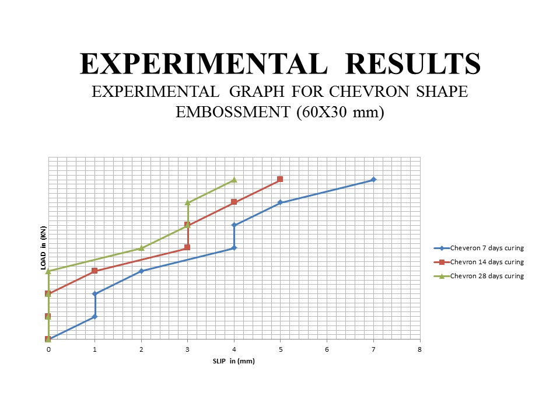This is the graph for a chevron shape embossment. The maximum slip occurred in 7 days of curing, that is 7 mm. As far as 14 days is concerned, the maximum slip is 5 mm. For 28 days of curing, the slip is around 4 mm.